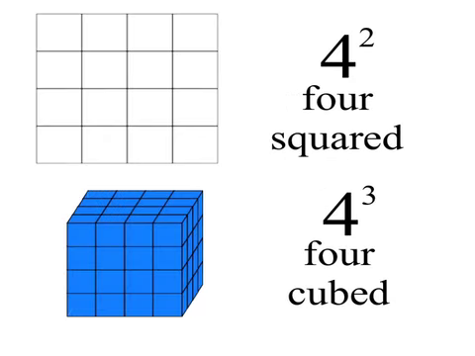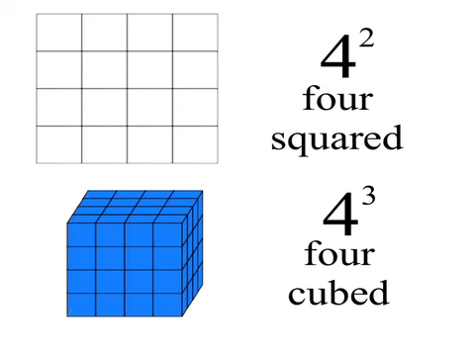Those words squared and cubed are used for a reason, which I'll try to demonstrate here. In the top, we see a square, 4 units on each side. So 4 times 4 is 16, and you can count 16 smaller squares in the interior of the overall square. So we say that 4 squared, or 4 to the second power, is 16.